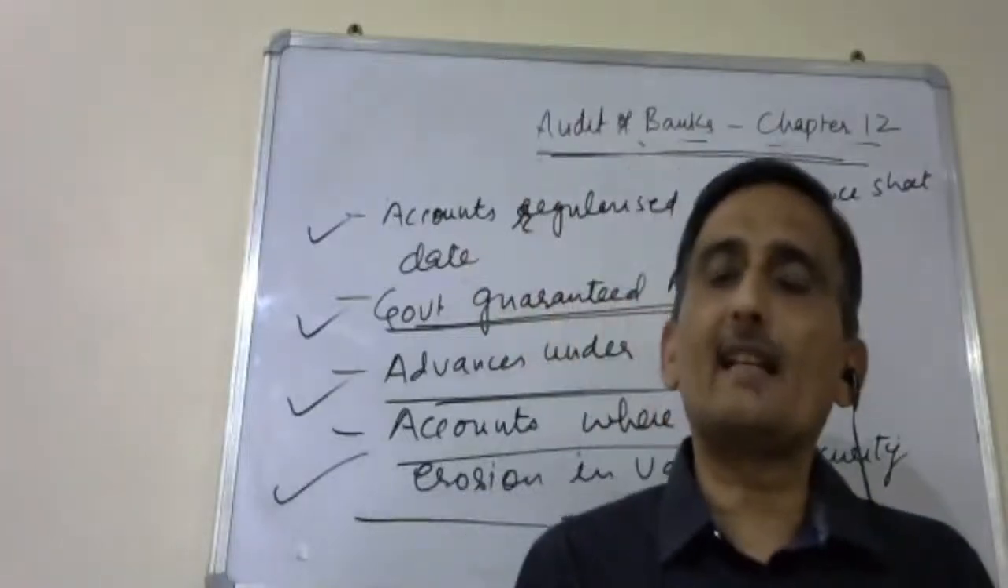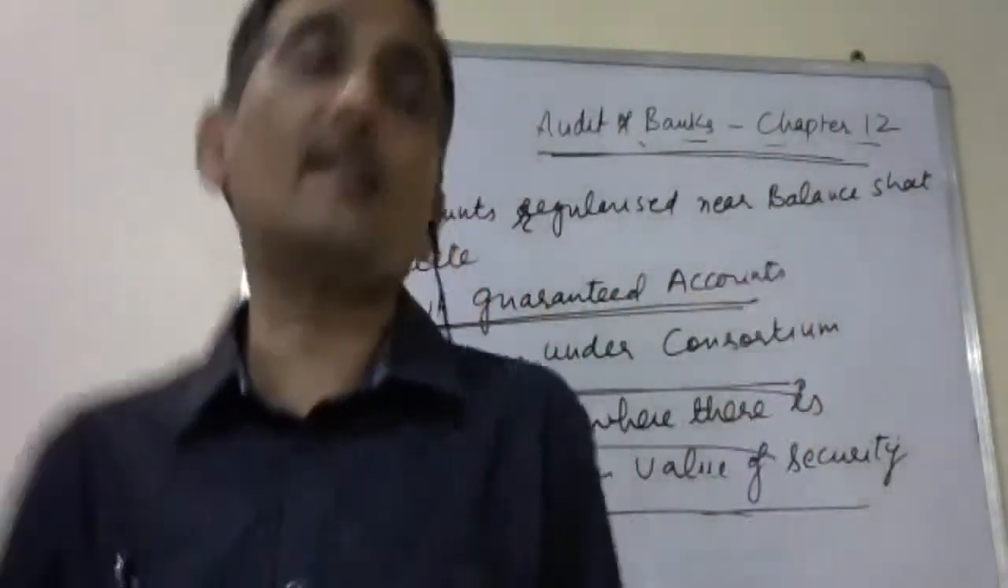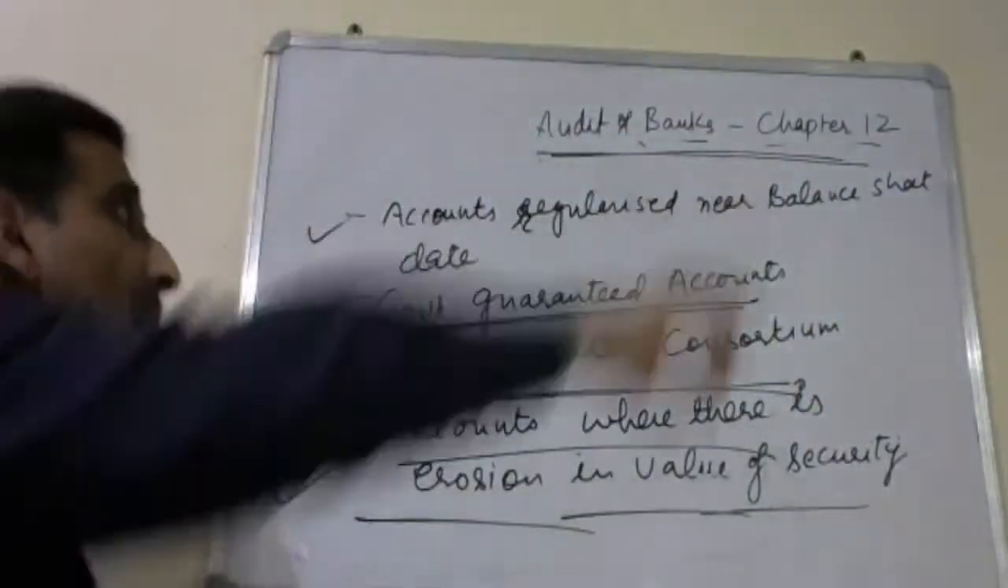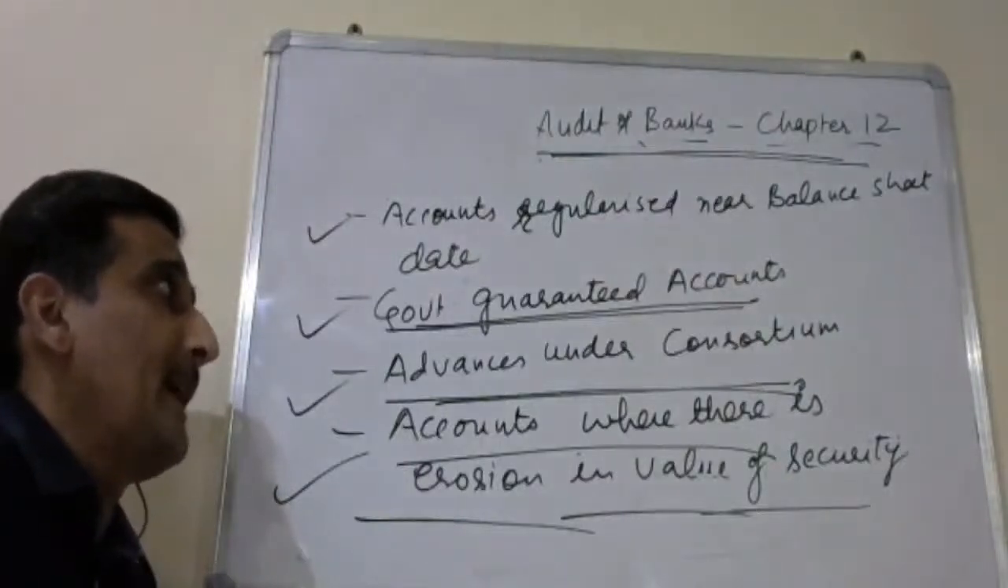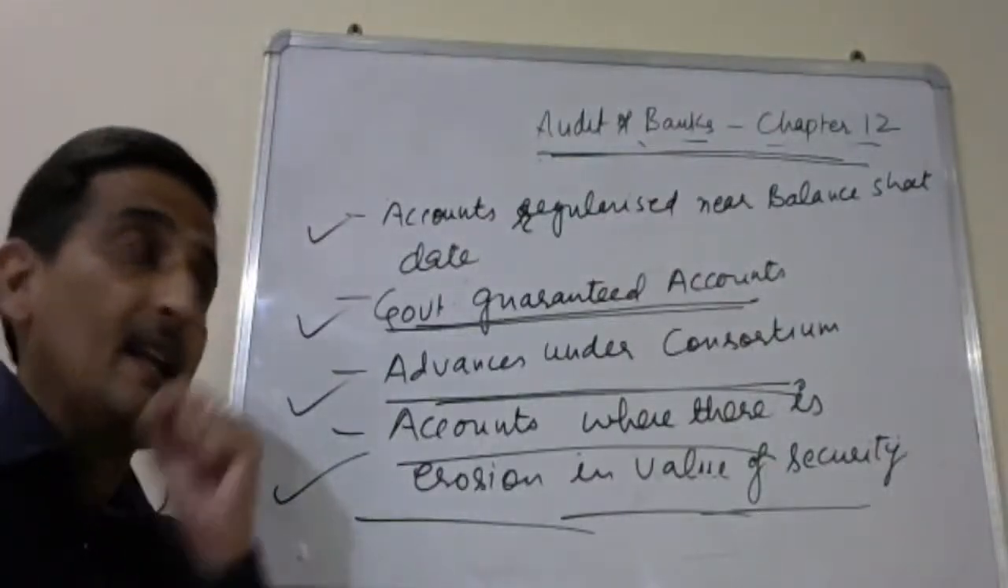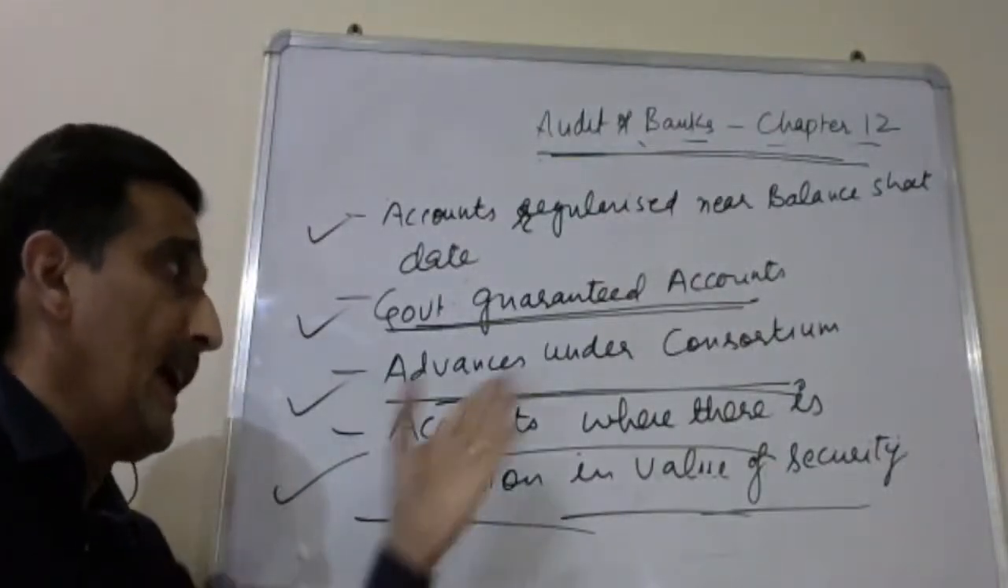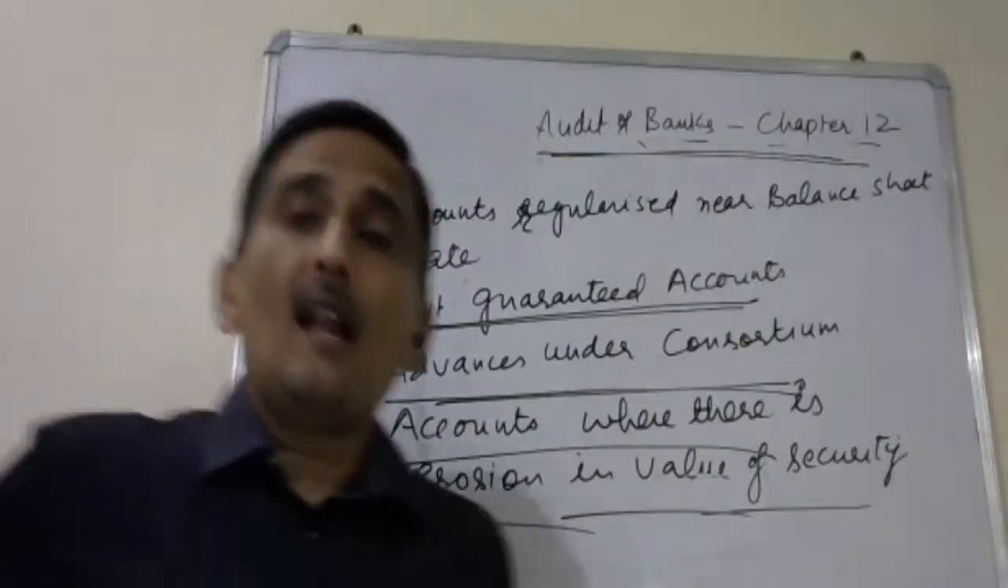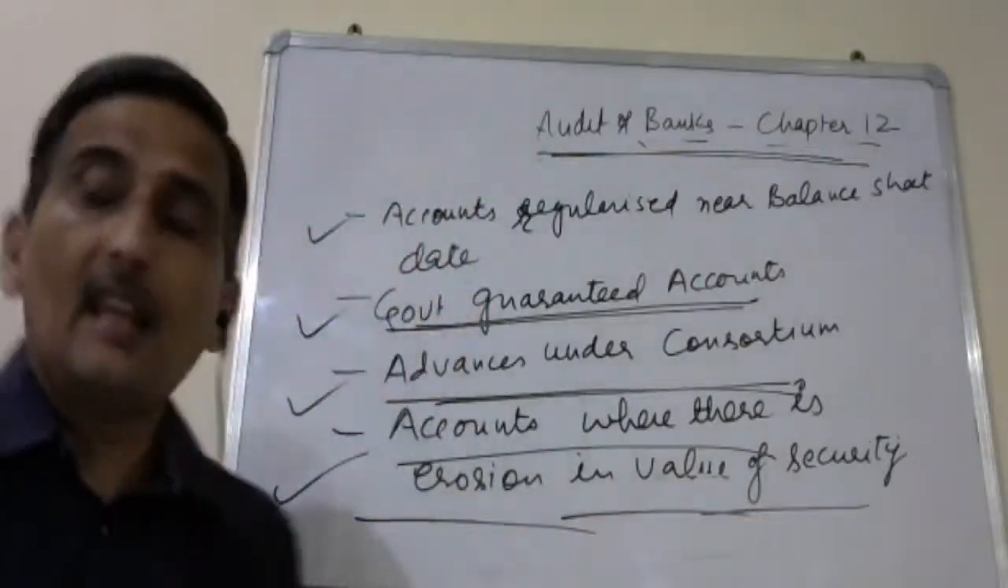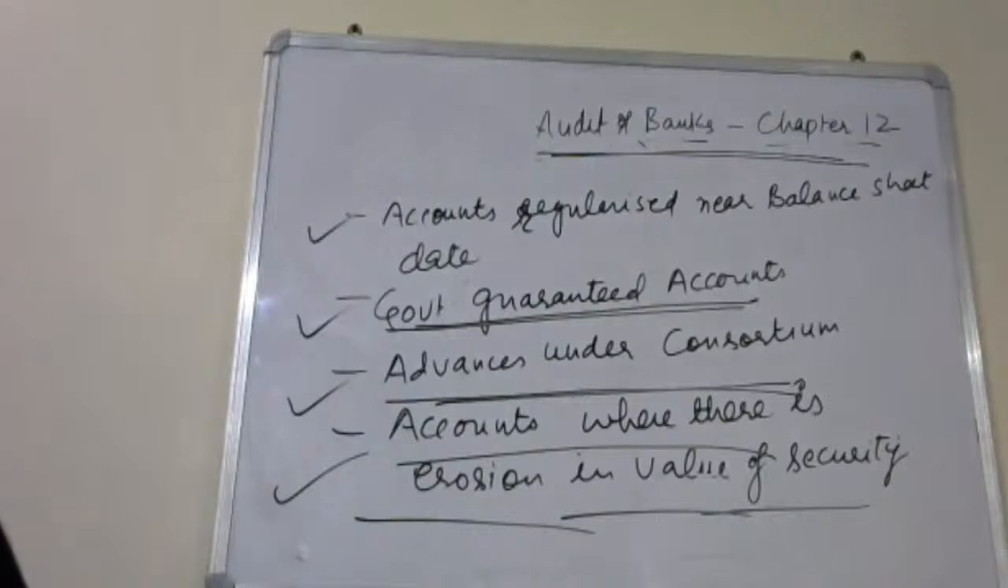Okay, is that clear to you guys? All these four things: accounts regularized near balance sheet date, government guaranteed accounts, advances under consortium, and accounts where there is erosion in value of security.